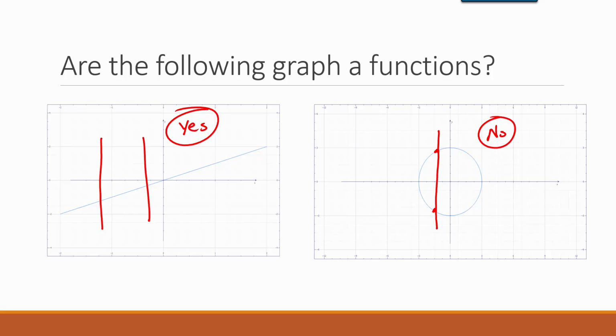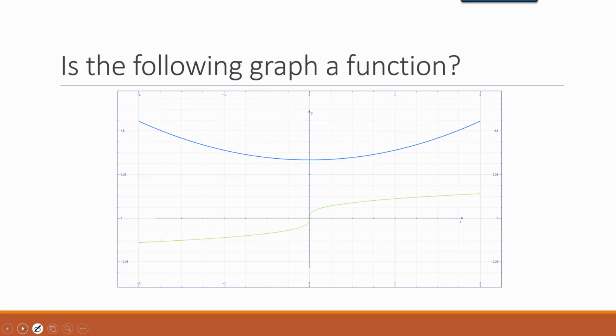So let's look at one more example using the vertical line test to determine whether a graph is a function. So here I have this U-shaped figure, and then I have this green curve-shaped figure. So the whole thing is my graph. So you can clearly see that if I draw a vertical line through here, it's going to touch more than 1 point at any given time. So therefore, no, this is not a function.